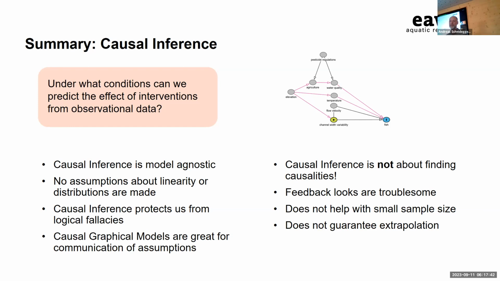It doesn't really help. It will not tell you if my extrapolation is right. Let's say causal inference tells me, yes, I can fit the model and I can predict my intervention. But if my intervention is too big and the model has never seen this in the data, it's still wrong. So all the responsibilities we have as modelers for extrapolation and so on, it doesn't take away from us.